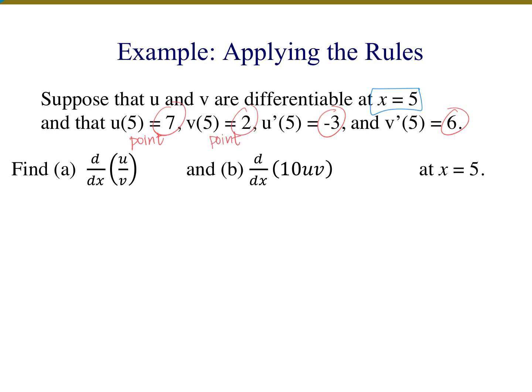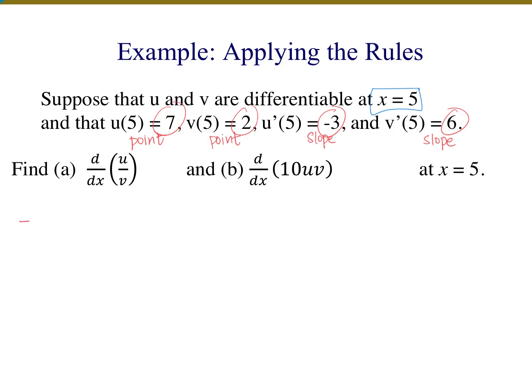You're given the u slope of negative 3. You're given the v slope of 6. I would say ignore that. If you're asked to then find the derivative, do the derivative rule first without any numbers in it. Okay, do the derivative rule first.